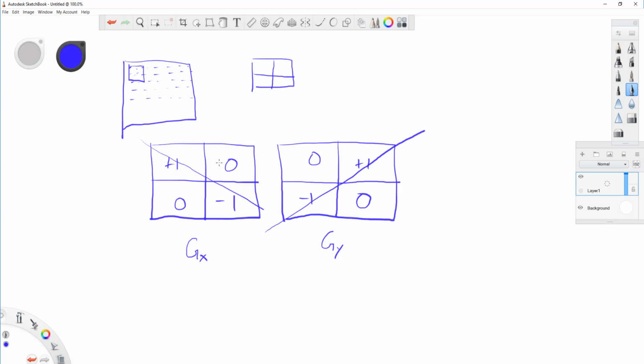So what do we do once we get these two? The magnitude is calculated by, as you can imagine, Gx squared plus Gy squared, and then the square root. As you can see, this is a very easy computation, so this is a very fast operator. Now let's switch to Python and see how easy it is to implement this.